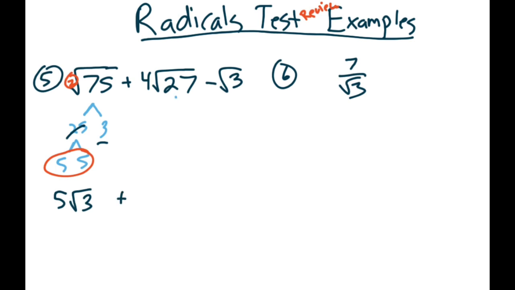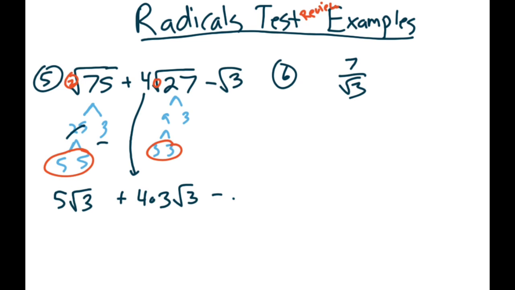And then I'll do the next one. 27 is 9 times 3, and 9 is 3 times 3. So again, the square root means I circle groups of 2. So I have 3 square roots of 3. Now don't forget this 4 that we have in front. So we have 4 times 3, radical 3. And I can't simplify this radical 3, so it's going to stay radical 3.